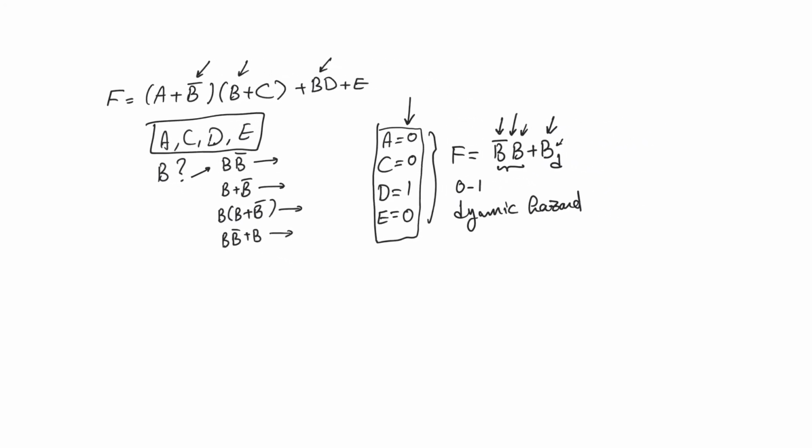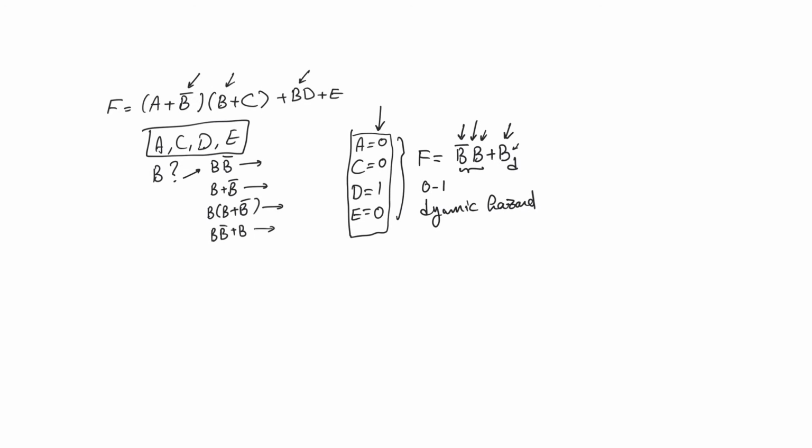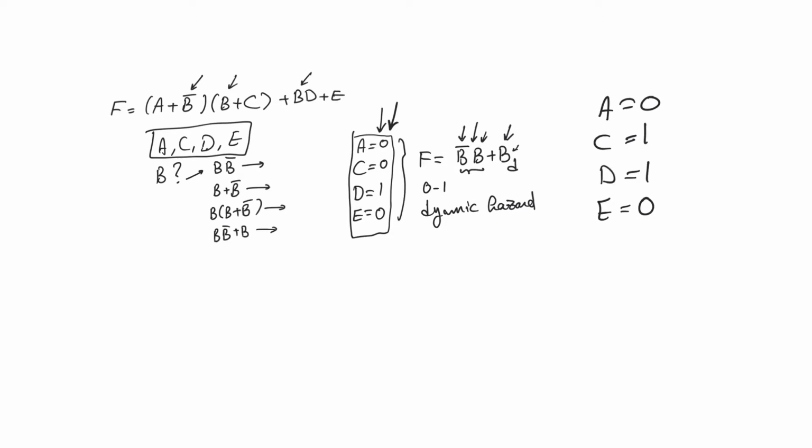Now, let's consider a situation where the other input variables, a, c, d, and e, have slightly different values from the values we just considered here. For example, let's consider the situation where a is still equal to 0, d is still equal to 1, and b is still equal to 0, but c is equal to 1 in this case. So the only difference is that c is equal to 1.